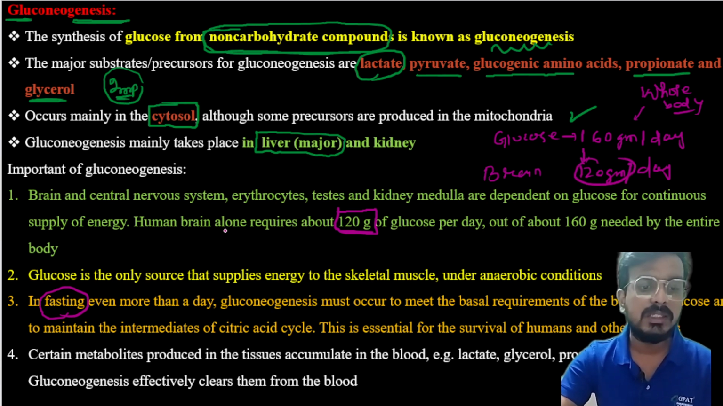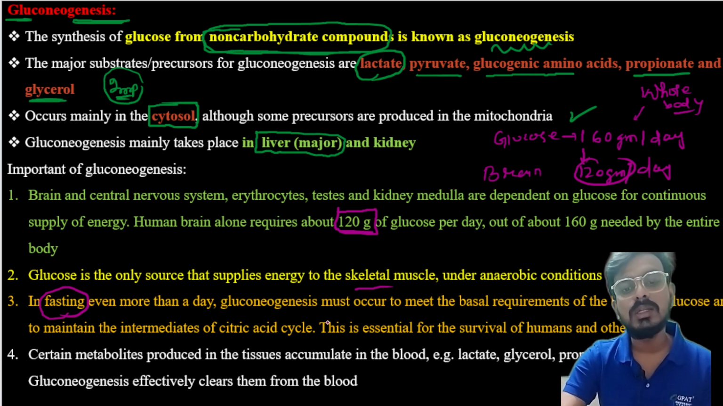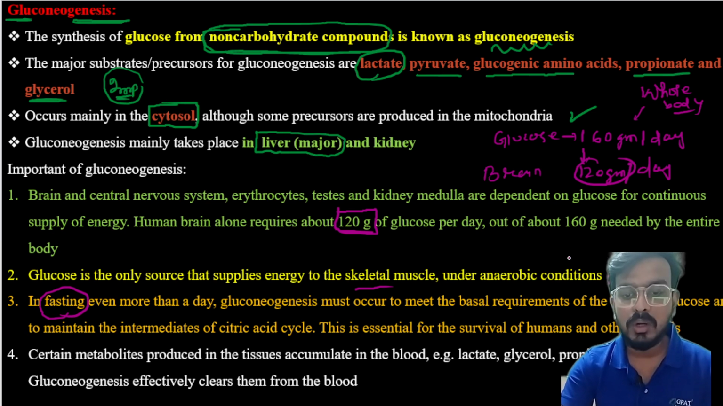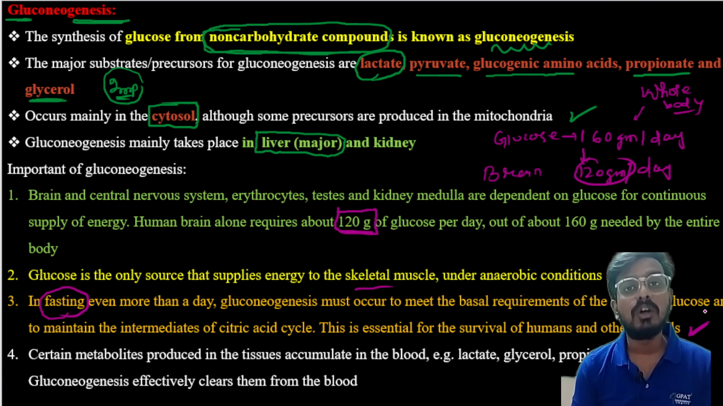Okay. Next, glucose is the only source of energy in skeletal muscles under anaerobic conditions. In fasting for more than a day, gluconeogenesis mostly occurs to meet the basal requirement of the body for glucose and to maintain the intermediates of the citric acid cycle. This is essential for the survival of humans and other animals.